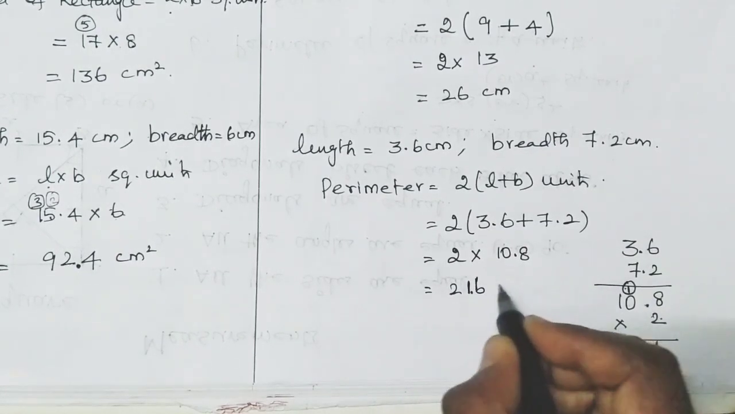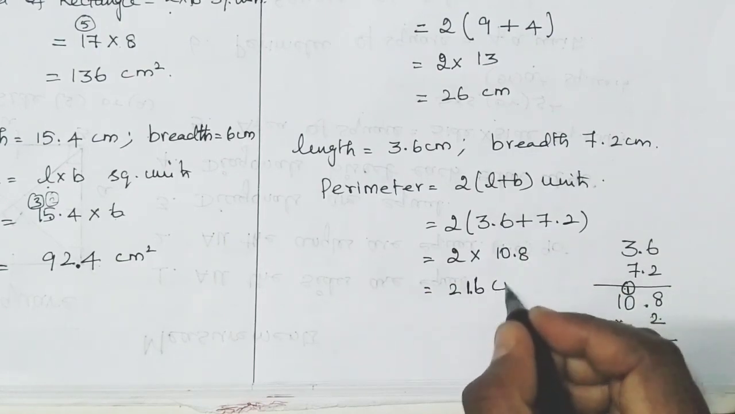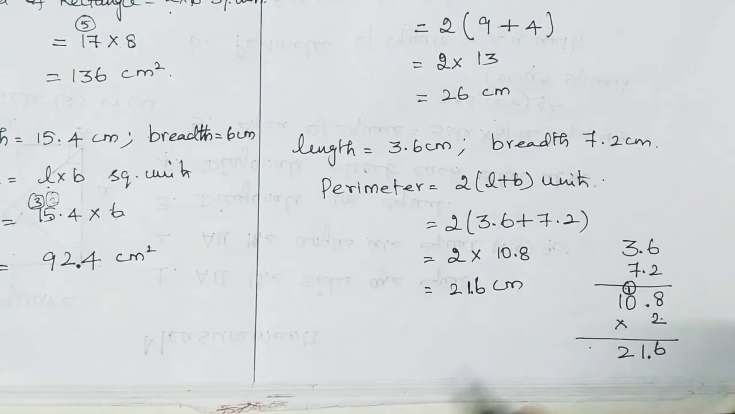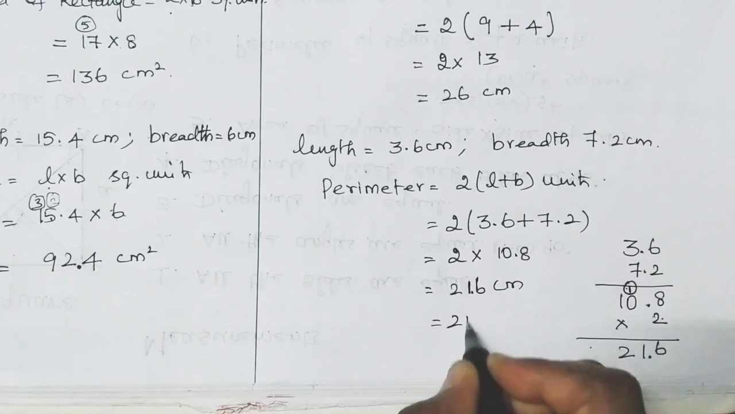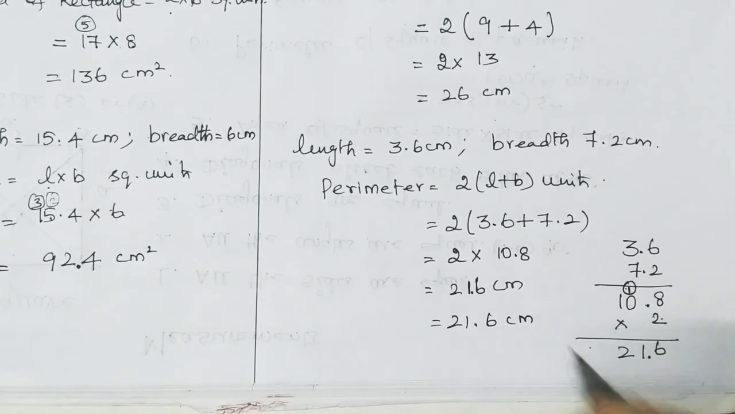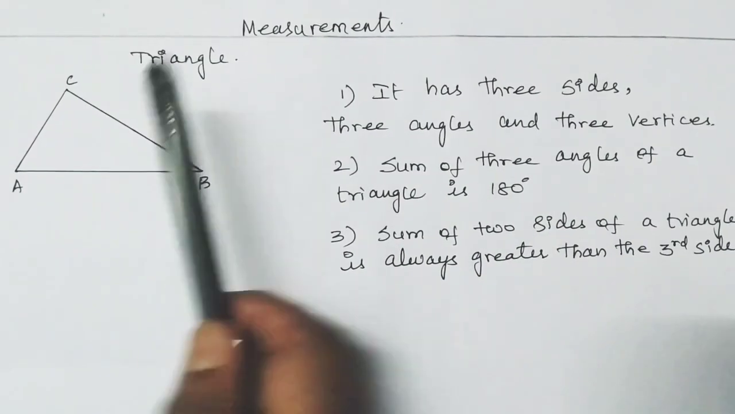21.6. What is the unit? Centimeter. So 21.6 centimeter. Is it clear, children? Okay. Now we'll see about triangle.